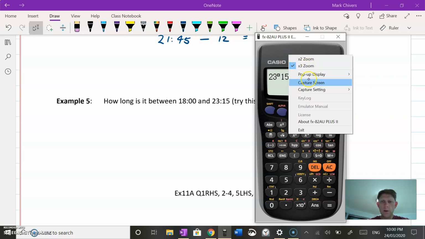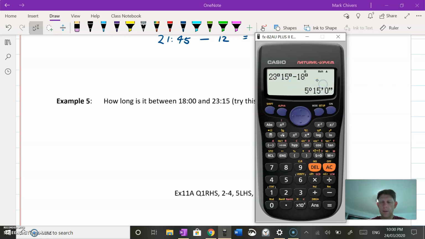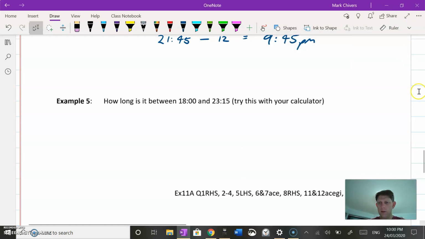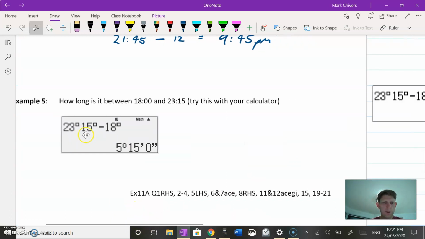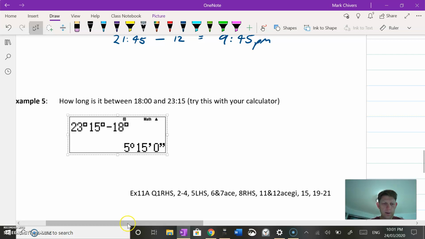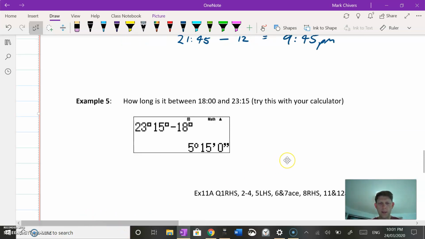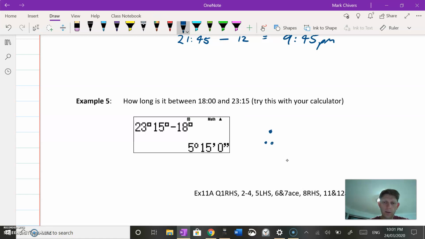I'll just copy that, and I'll just have to paste it out here. I'll just grab that and bring that in. So I'm leaving that on the notebook, so you can see how that's done. Okay, and I might just finish off there. Therefore, 5 hours, 15 minutes.